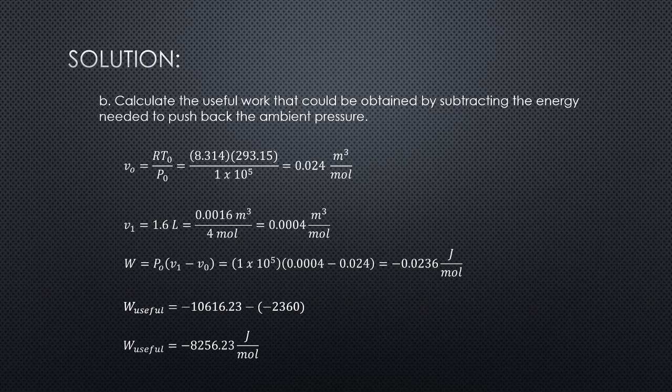And then the useful work is just the difference between the work obtained from the process of expansion and the work needed to push back the ambient pressure, so that we get negative 8,256.23 joules per mole.